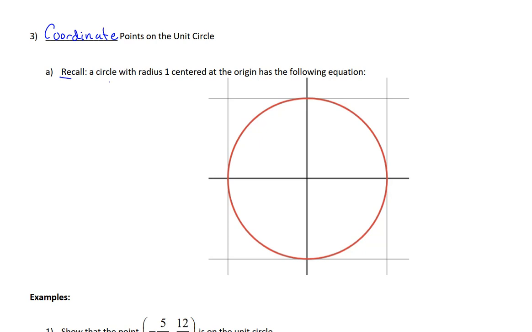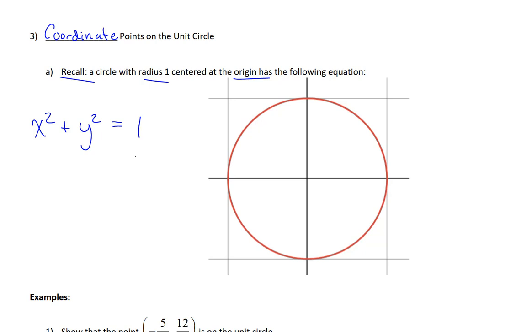So first of all, let's recall that a circle with radius 1 centered at the origin has the following equation. So you may recall this from algebra class. That basic circle equation is x squared plus y squared equals 1. And of course, there's some algebra behind that we're not going to dig into. The radius is 1. That's why you see the 1 over there. That's always r squared for an equation of a circle.